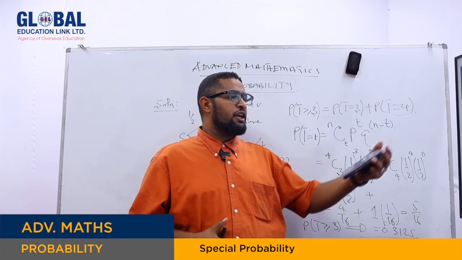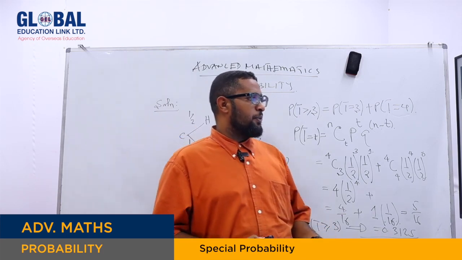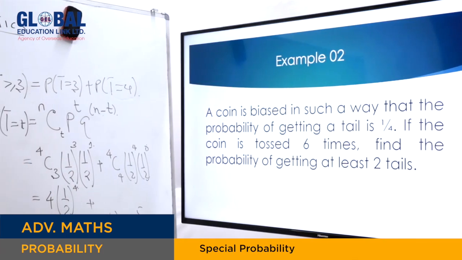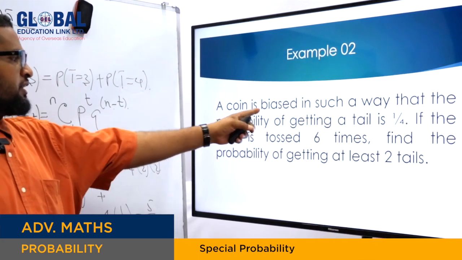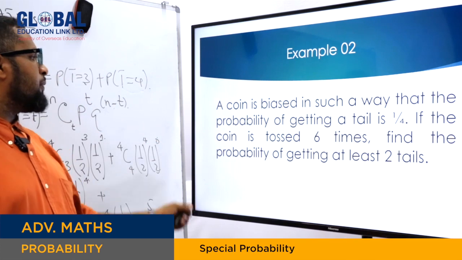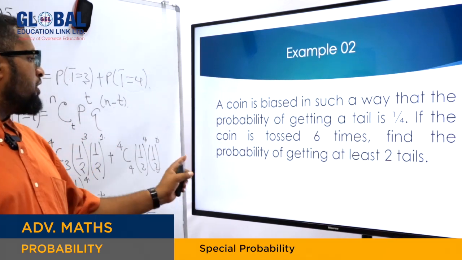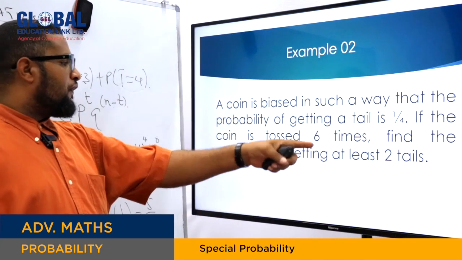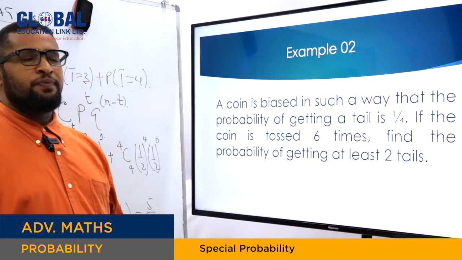This is when you are given a fair coin. Now let's check the second example. In our second example, we are given a coin that is biased in such a way that the probability of getting a tail is 1 over 4. If the coin is tossed 6 times, find the probability of getting at least 2 tails.